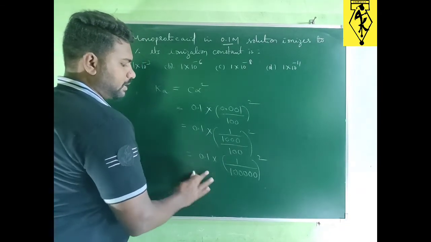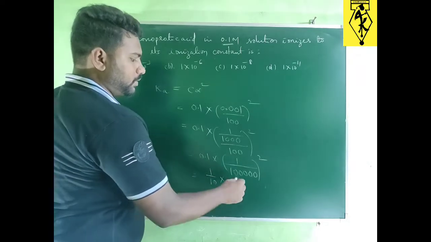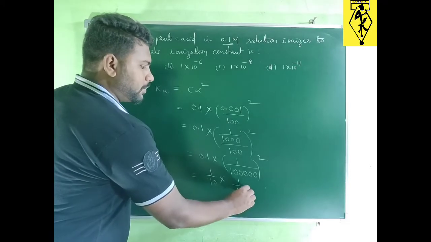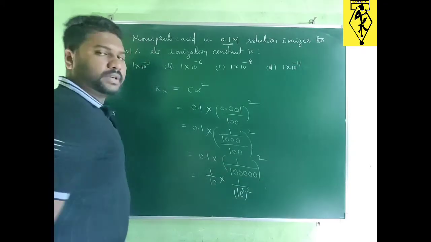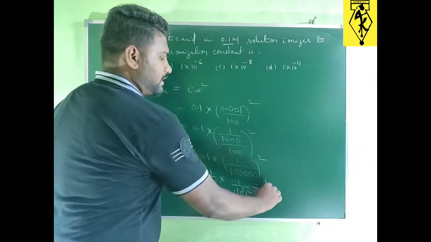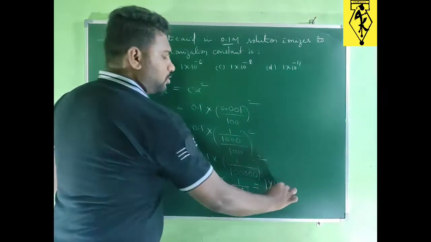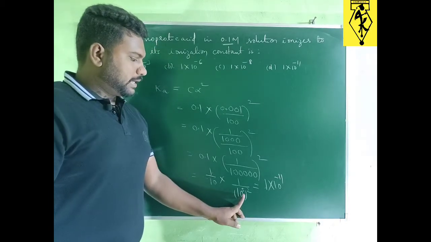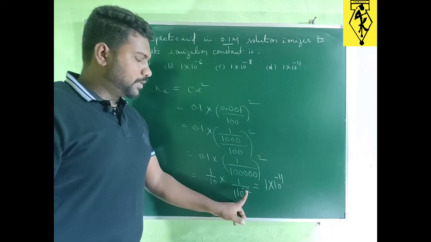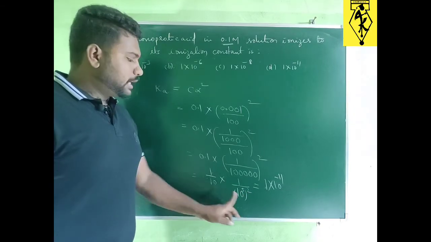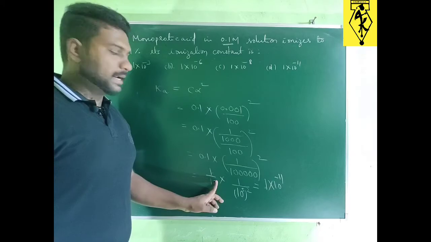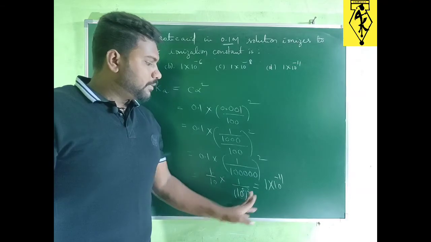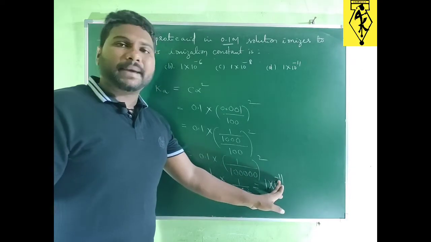So 0.1 can be written as 1 by 10, so (1 by 10 power 5) whole square, isn't it? So this can be written as 1 into 10 power minus 11. So (10 power 5) whole into 2 is 10 power 10, and here 10 power 1, so 10 power 10 plus 1 becomes 1 by 10 power 11. That 1 by 10 power 11 can be written as 10 power minus 11.